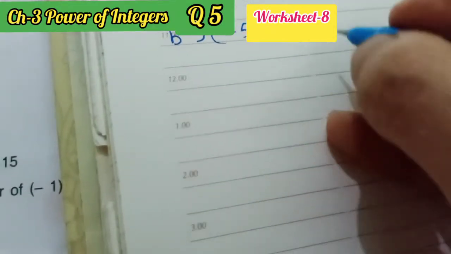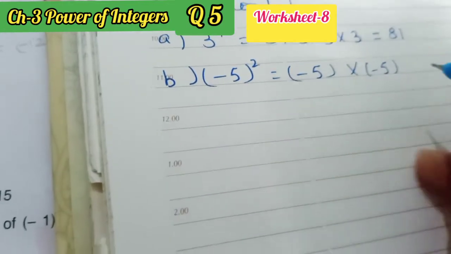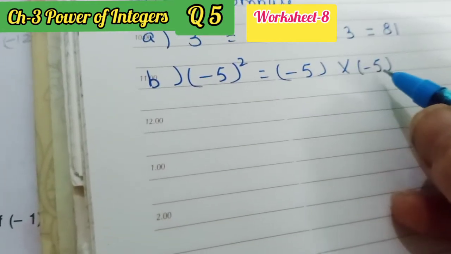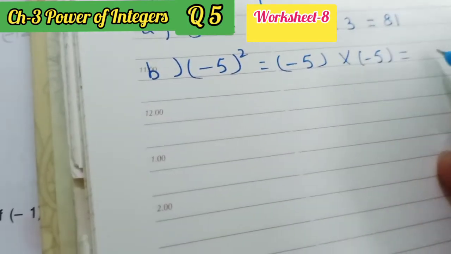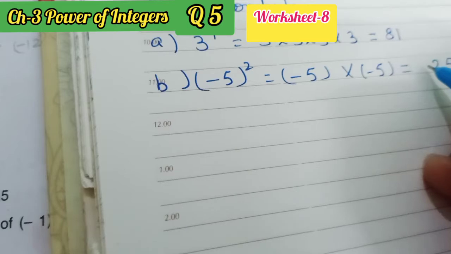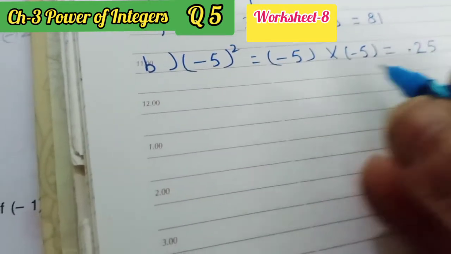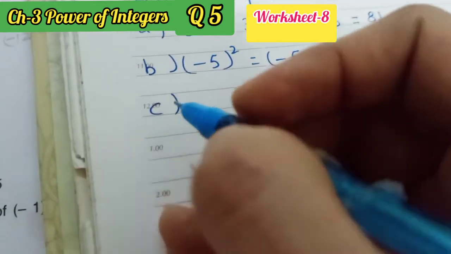Next one is minus 5 raised to power 2. That means minus 5 multiplied by minus 5. In multiplication, what will you do? Just multiply the numbers. 5 5s are 25 and 2 negative signs are there. So we will get the answer in positive sign. So 25 is the answer.